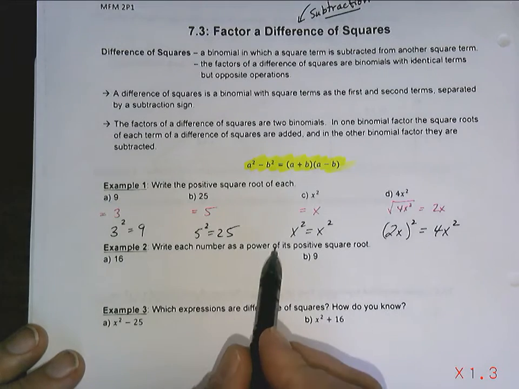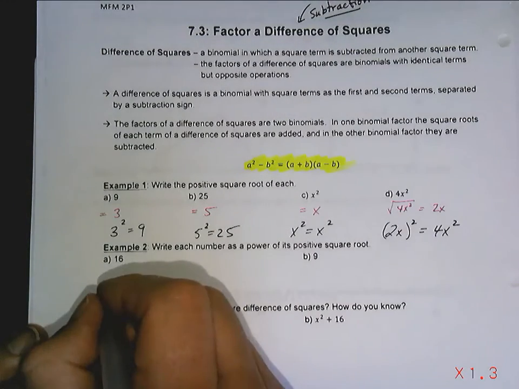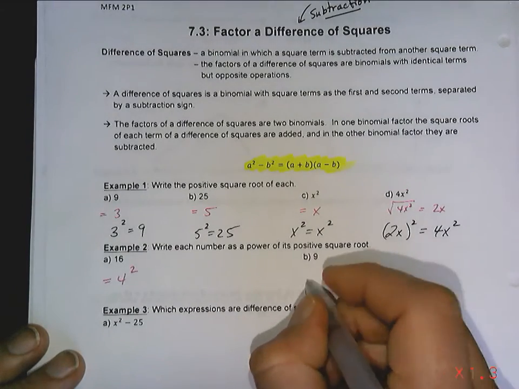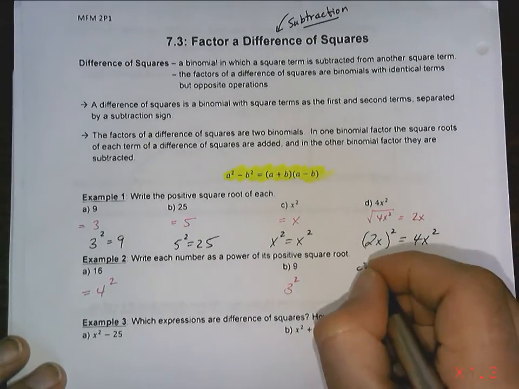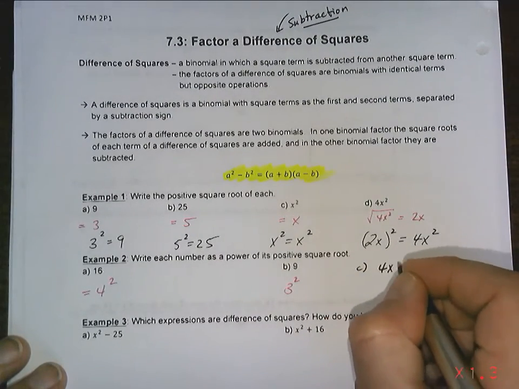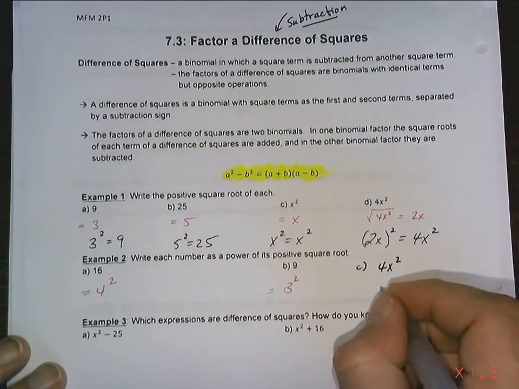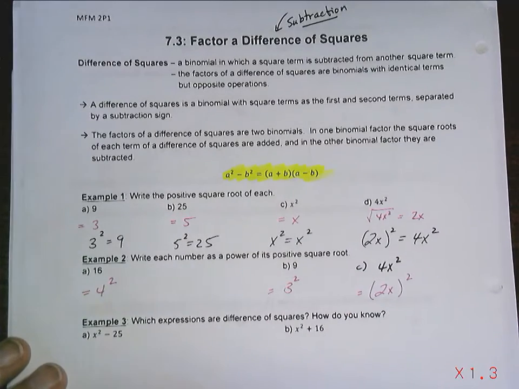Write each number as a power of its positive square root. So 16 is actually 4 squared. 9 is actually 3 squared. And I'm going to put in another one here, c. I'm going to say 4x squared, and I'm going to say the answer is 2x squared. So these are all what you would have to square to get what's up above.